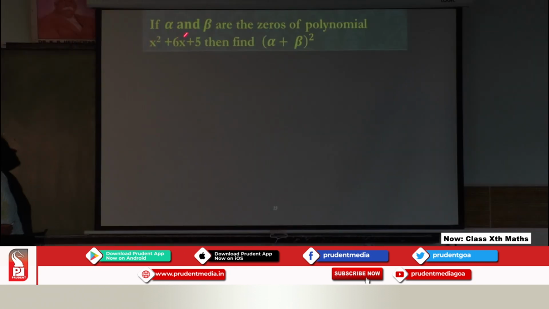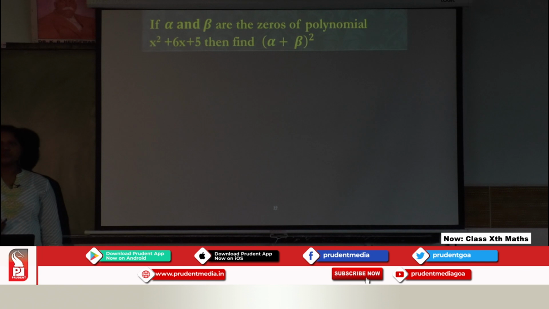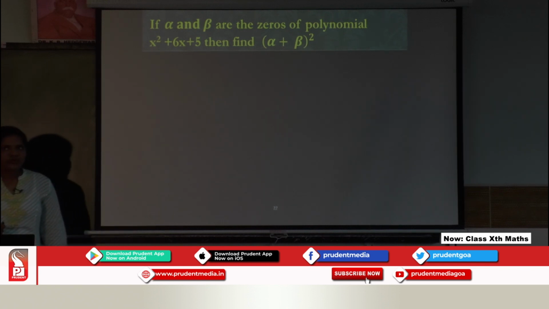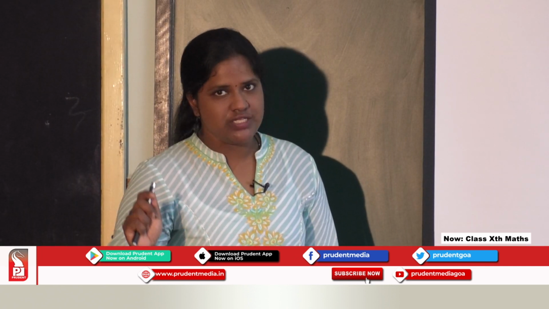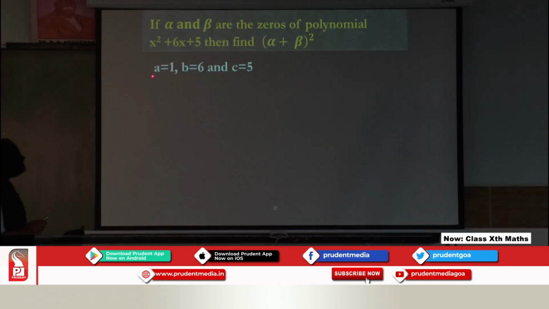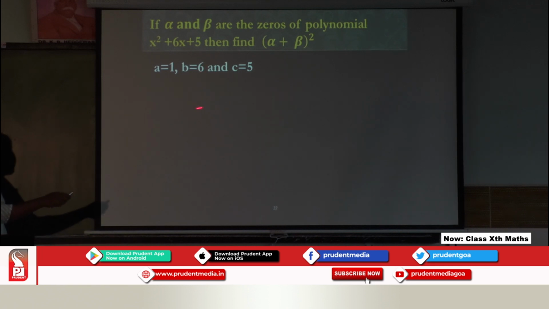Okay. So if alpha and beta are the zeros of the polynomial x square plus 6x plus 5, then find alpha plus beta the whole square. If you just see here, alpha plus beta means what is asked in the question? Sum of zeros is asked. So first we will find what a, b, c are. A is 1, since nothing is written here, that means the coefficient of x square is 1. B will be 6 and c will be 5.